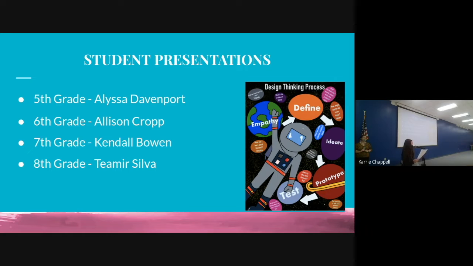And step number 3 is ideate. How do I generate ideas? By brainstorming. In art, this is usually when we produce preliminary sketches for our artwork before we start the actual art. Our sketches, we had a floor plan and our Mars pod picture.